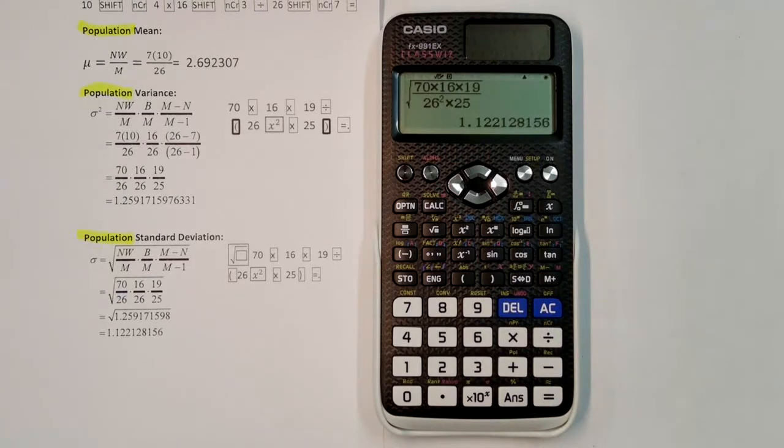So basically in this particular video, I showed you how to find the population mean, population standard deviation, and population variance on a hypergeometric probability distribution, once I've been given the formula, on a fx-991EX CLASSWIZ.